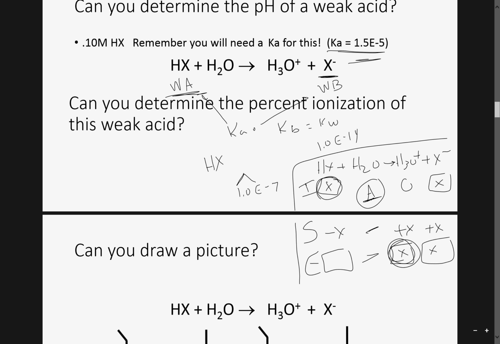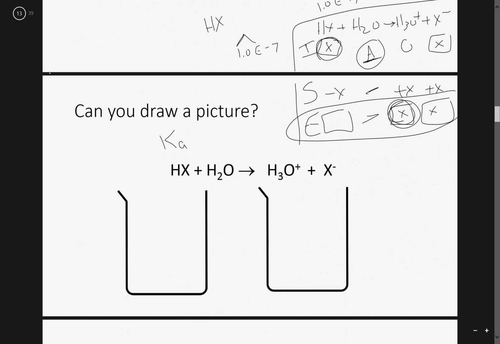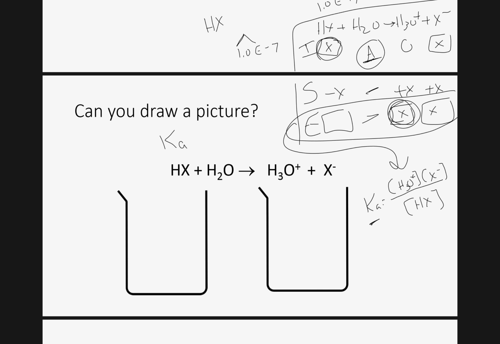Also keep in mind, if I ever want to find a K value for this, Ka or Kb, everything from the equilibrium line just gets plugged into the equilibrium expression. I wrote that above before, but for this one it would be Ka equals the concentration of H3O plus, concentration of X negative, concentration of HX. So all of these get plugged in here and solve for K. If they ever want a K value, you know you need all the concentrations at equilibrium.